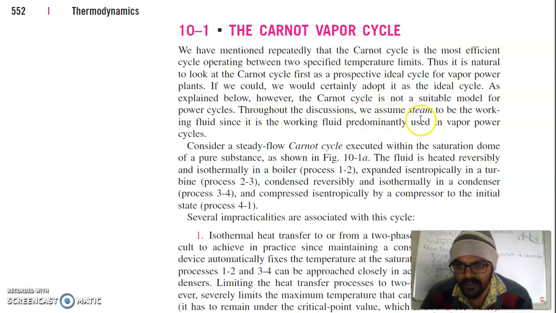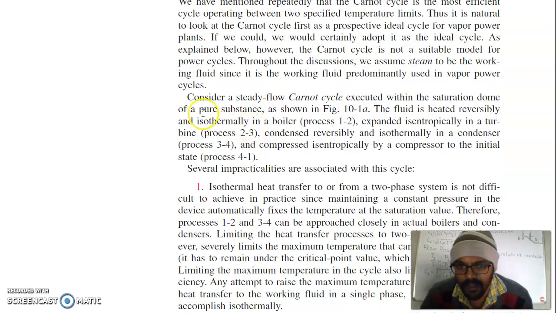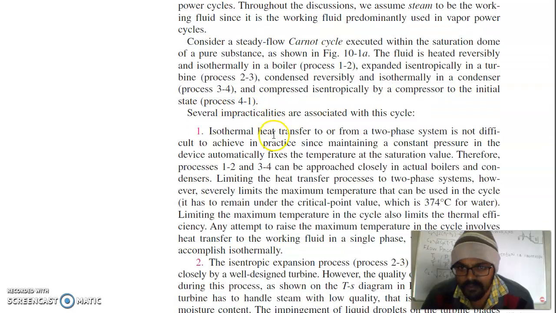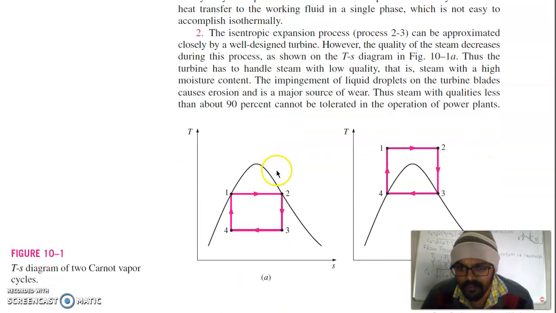Throughout the discussions, we assume steam to be the working fluid since it is the working fluid predominantly used in vapor power cycles. Consider a steady flow Carnot cycle executed within the saturated dome of a pure substance. The fluid is heated reversibly and isothermally in a boiler and expanded isentropically in a turbine, condensed reversibly and isothermally in a condenser, and compressed isentropically by a compressor to the initial state. So these are the four processes here.